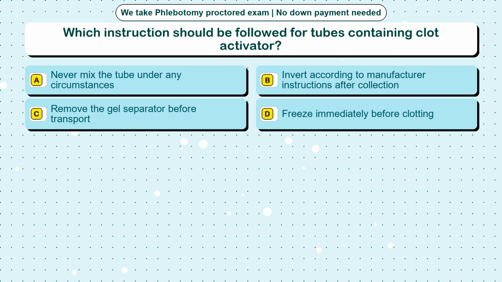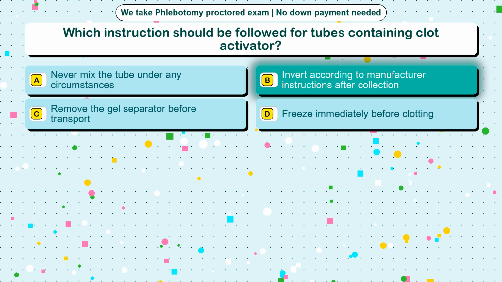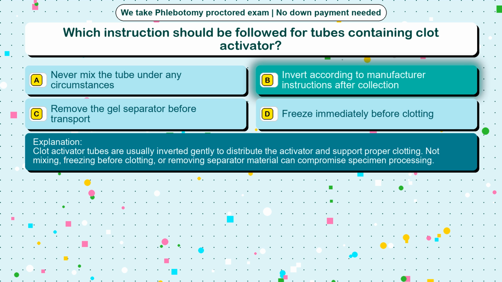Question 77. Which instruction should be followed for tubes containing clot activator? Option A, never mix the tube under any circumstances. Option B, invert according to manufacturer instructions after collection. Option C, remove the gel separator before transport. Option D, freeze immediately before clotting. The correct answer is option B, invert according to manufacturer instructions after collection. Clot activator tubes are usually inverted gently to distribute the activator and support proper clotting. Not mixing, freezing before clotting, or removing separator material can compromise specimen processing.